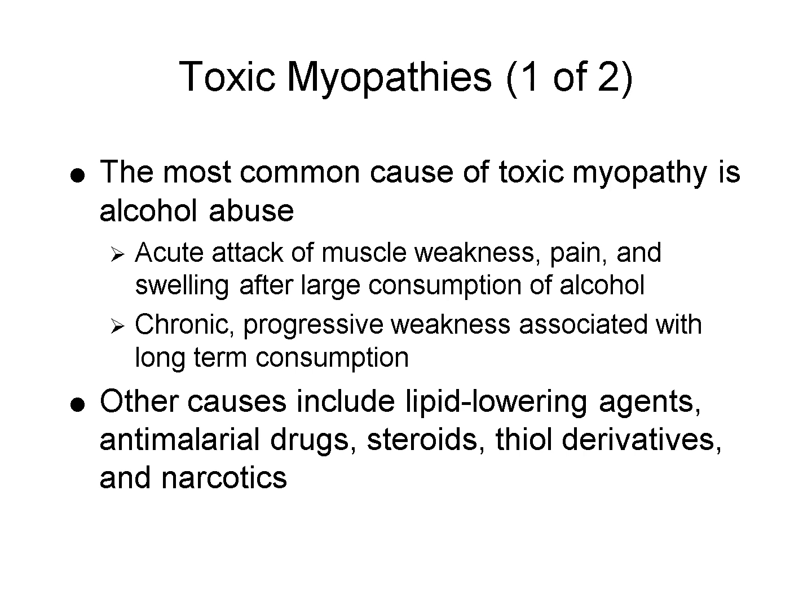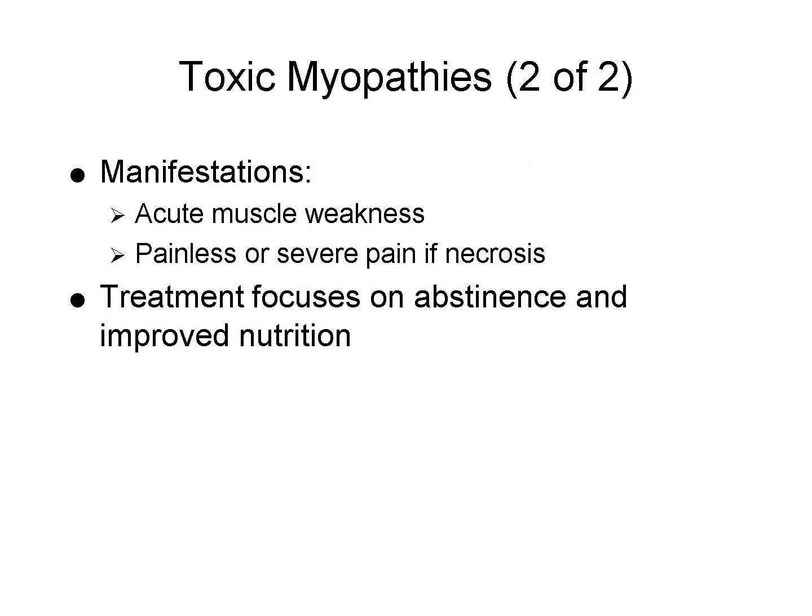Other toxins include statins, antimalarials, steroids, and narcotics. Symptoms range from asymptomatic weakness to severe muscle pain and necrosis. In some cases, patients may develop rhabdomyolysis with life-threatening complications. Treatment focuses on removing the offending agent, improving nutrition, and providing supportive care. Monitoring for kidney injury and electrolyte imbalance is also important.